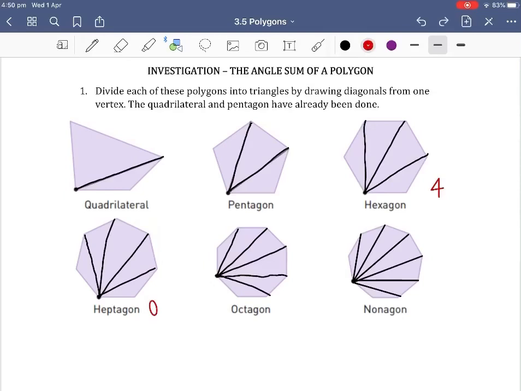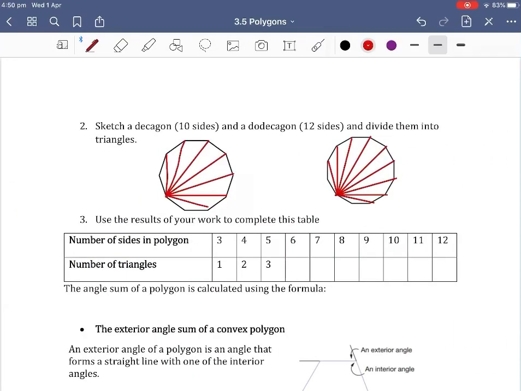For our heptagon, we have 5 triangles. For our octagon, we have 6. For our nonagon, we have 7. For our decagon, we have 8. If we had an 11-sided shape, we'd have 9, because for our dodecagon, we have 10 triangles. So we can use this information to write the angle sum of a polygon's formula.